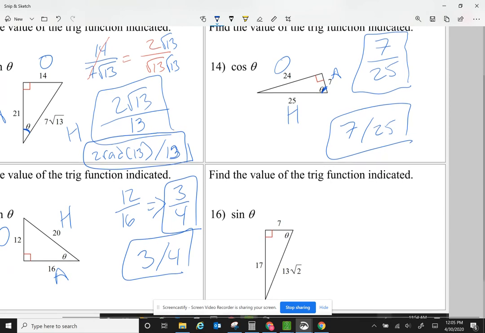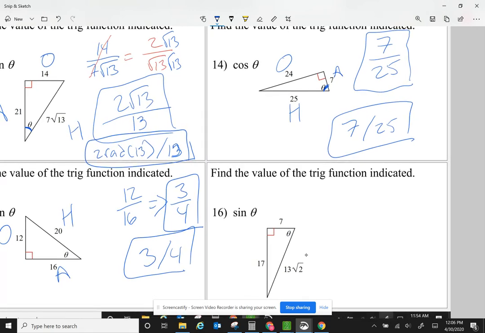And one last example, here we have sine. So here's my hypotenuse. From theta, this is the opposite, this is the adjacent. And I know sine is opposite over hypotenuse. So I have 17 over 13 radical 2. 17 over 13, I cannot simplify.